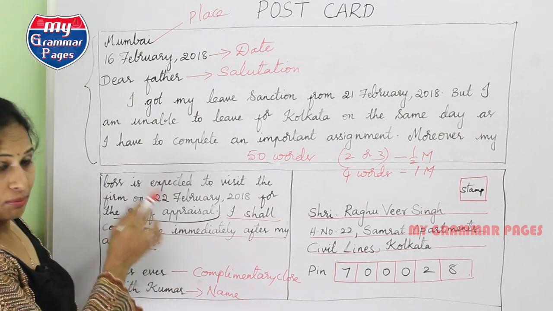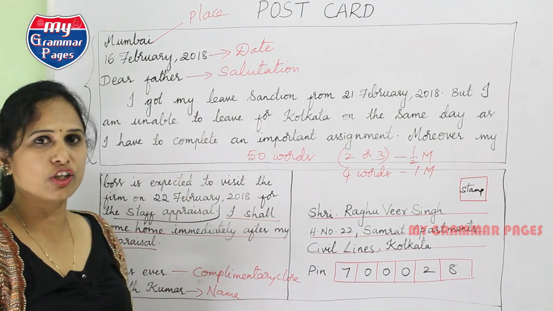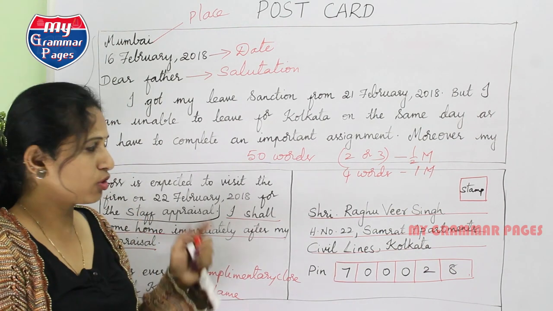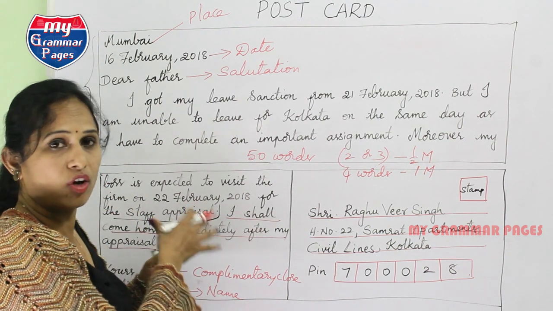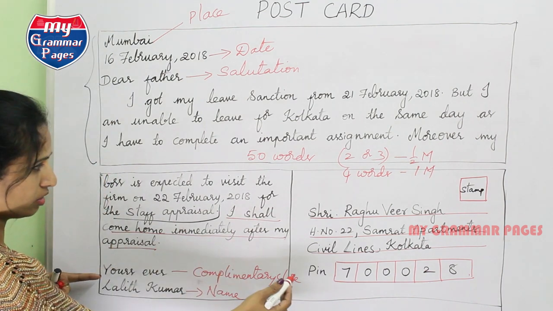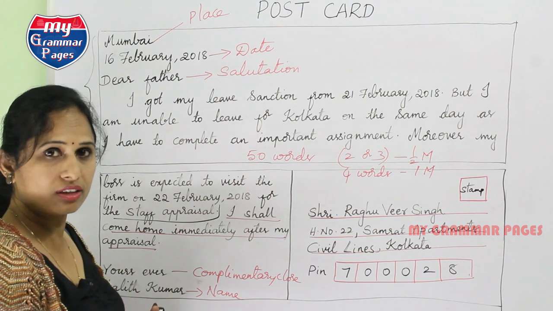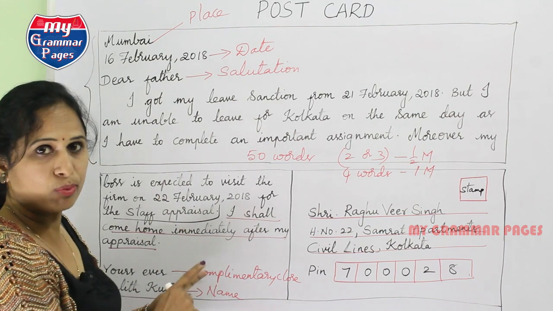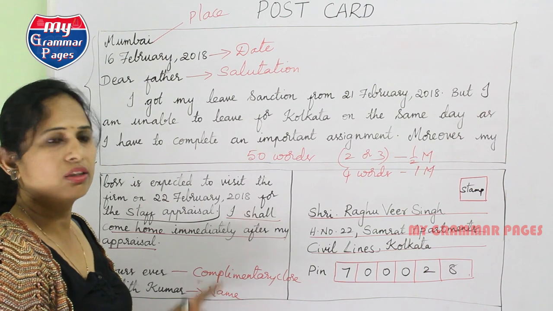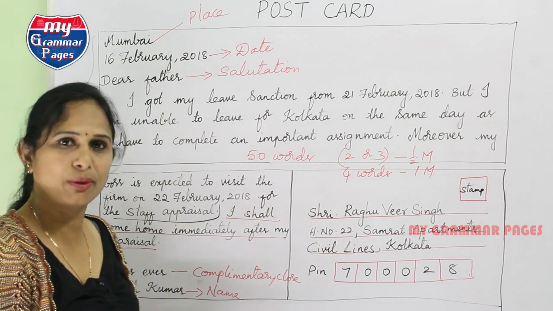And the word limit has to be followed very strictly, and your points, whatever you are writing, should be very brief, and in a very conversational style. You shouldn't go in a very formal style, because we all know that this is an informal piece of communication. And this is the second box. As soon as you take the answer script, whenever you start writing the postcard, just draw the two boxes, and the second box you divide into two square boxes, so that it will be easy for you to write the receiver's address.